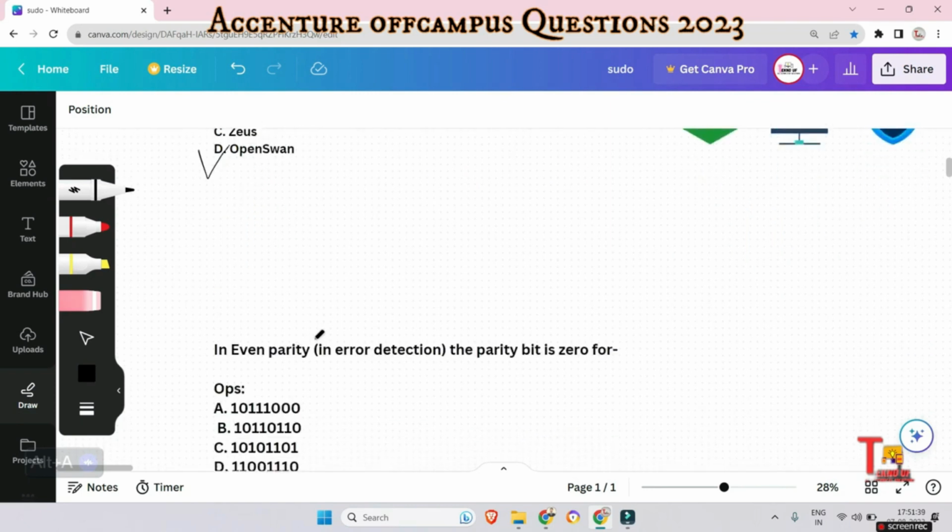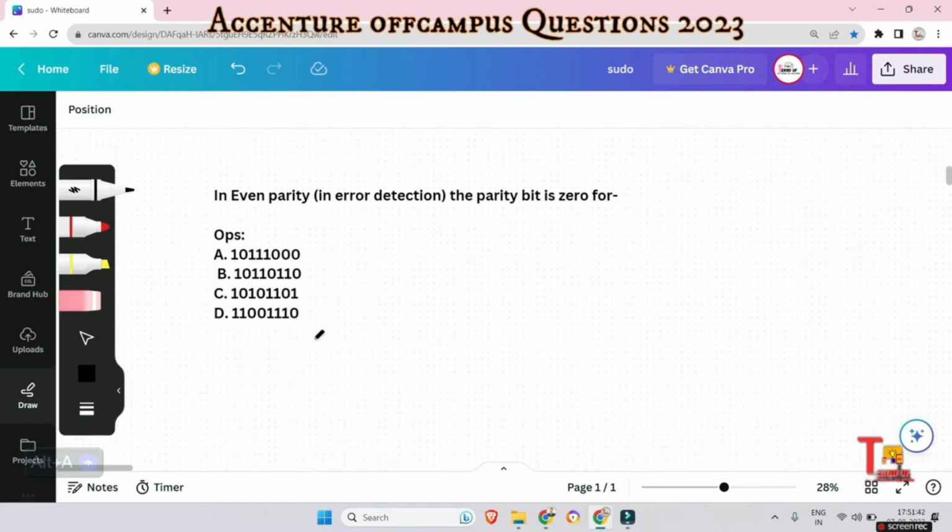Okay, let's go to the next question. The next question is: in even parity in error detection, the parity bit is 0 for what? The first one, the second one, the third one, the fourth one. If you know, I think you are from a computer science or IT background. If you are a non-IT, non-CS student, then you might not have the answer to this question. If you know, then you are legit. Please answer the question in the comment box if you can. Okay, I'm answering though.